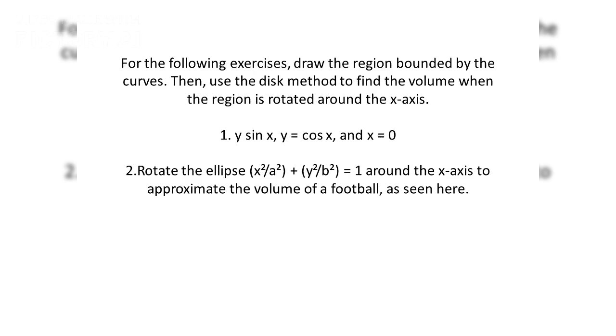Calculate the volume of the solid formed when the region bounded by y equals sin x, y equals cos x, and x equals 0 is rotated about the x-axis. Let's start by drawing the region bounded by the curves y equals sin x, y equals cos x, and x equals 0. We'll use the disk method to find the volume when this region is rotated around the x-axis.